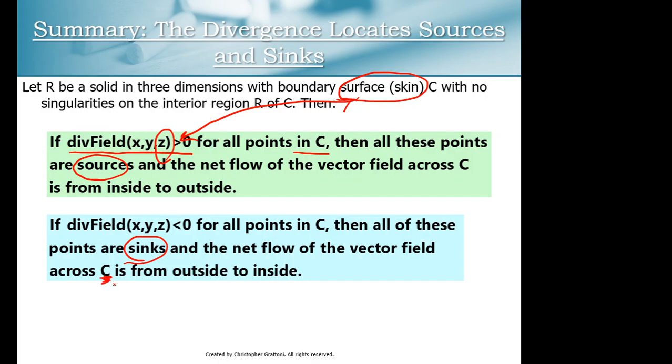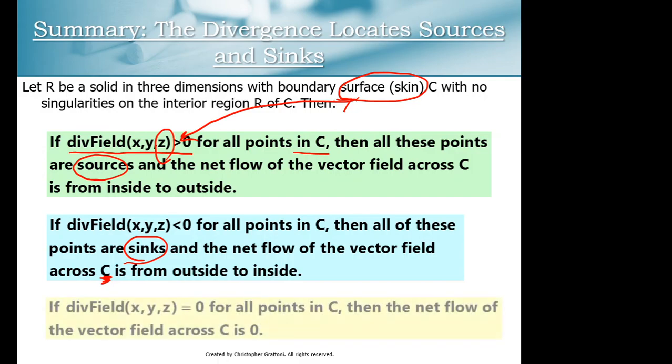C is a surface, not a curve this time. And then finally, we just saw this happen on the previous example. If the divergence of your vector field is 0 for all the points inside of your surface, then the net flow of the vector field across your surface is 0.